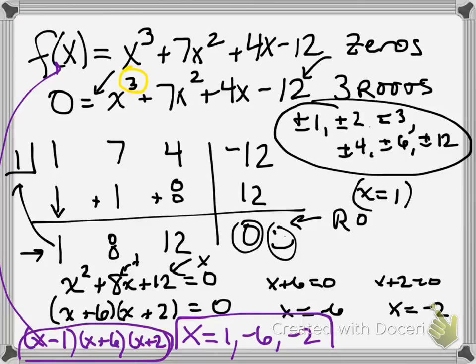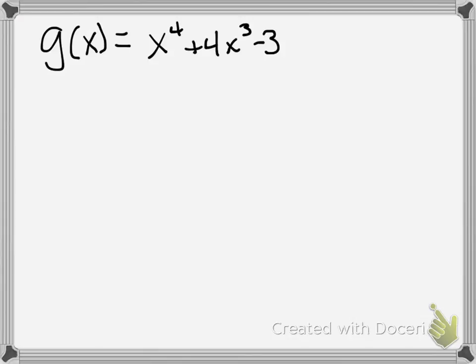Let's try one more. Let's try a 4th degree one, just to get the hang of doing this synthetic division a couple times. All right, so why don't we do g of x equals x to the 4th plus 4x cubed minus 3x squared minus 14x minus 8.